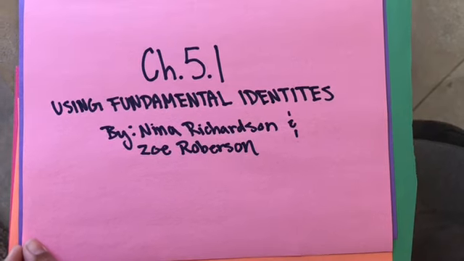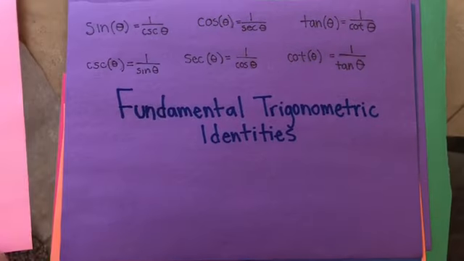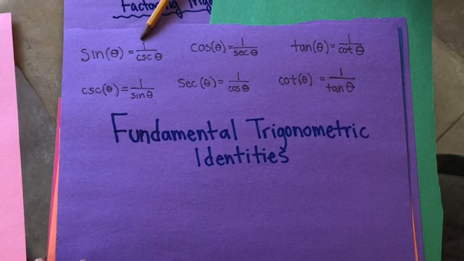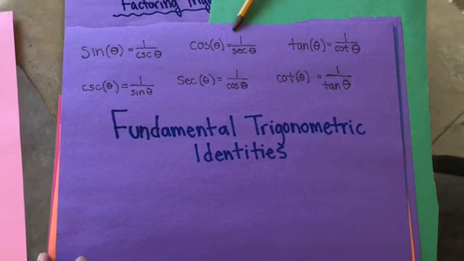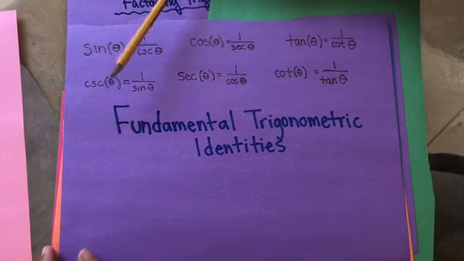So we're doing chapter 5.1, which is using fundamental identities. Sine equals 1 over cosecant. Cosine equals 1 over secant. Tangent equals 1 over cotangent.